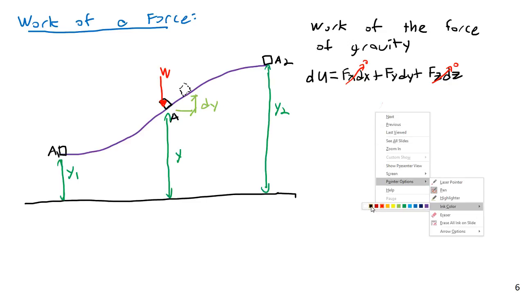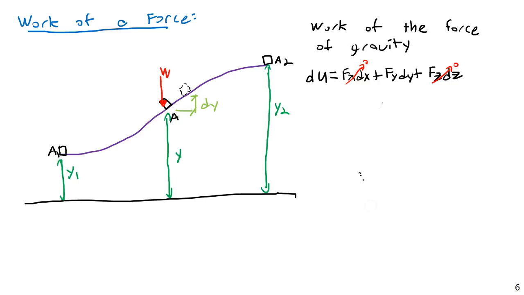And then I could also call this negative F, or simply negative W dy. Negative W dy. That's what our dU is going to equal, assuming I consider W to be a positive value and then put a negative on it. I do need to make sure that my dy and my weight are pointing in opposite directions, because my weight is going to be pointing downward and my dy is going to be upward. So that would be my dU.